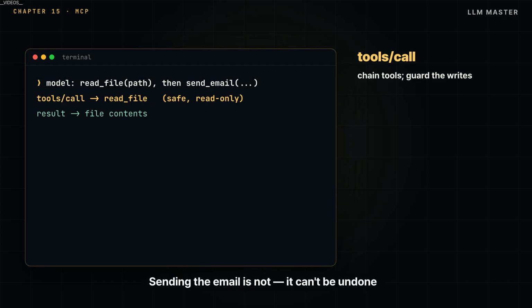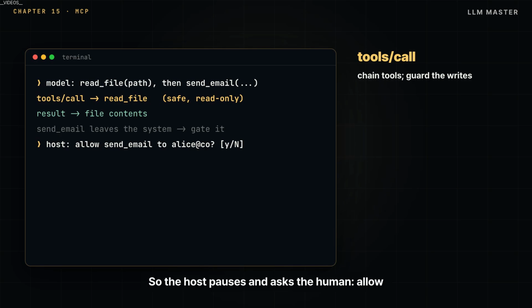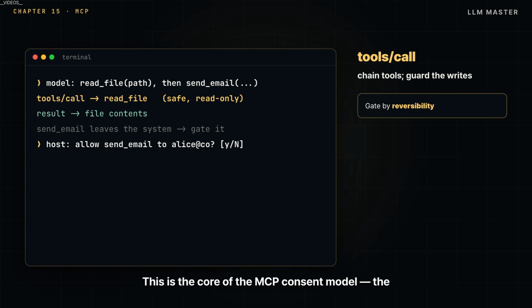Sending the email is not. It can't be undone, and the model asks for it based on content it just read, which is exactly the surface a prompt injection would target. So the host pauses and asks the human, "Allow this send?" This is the core of the MCP consent model.